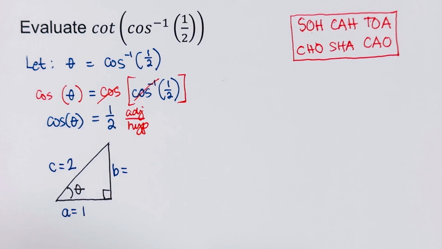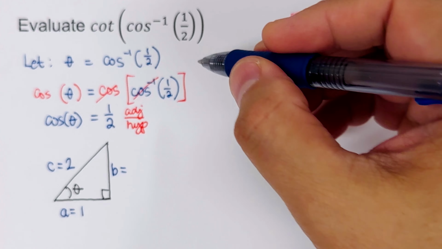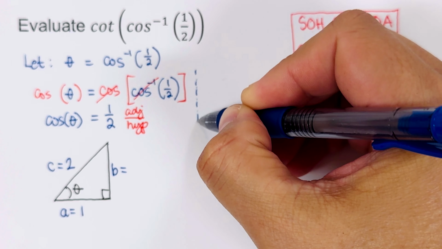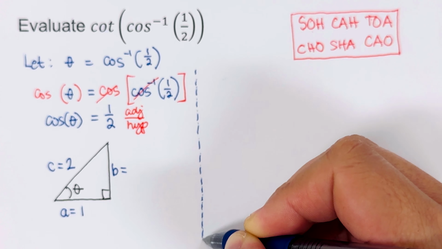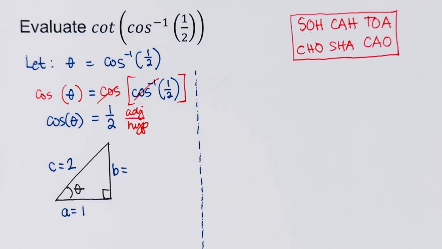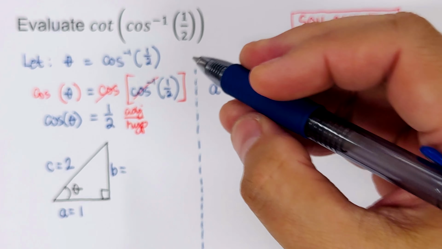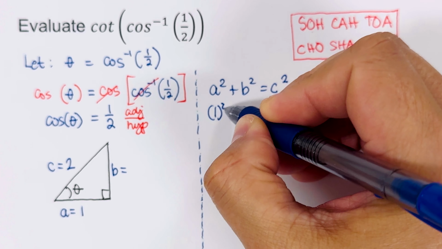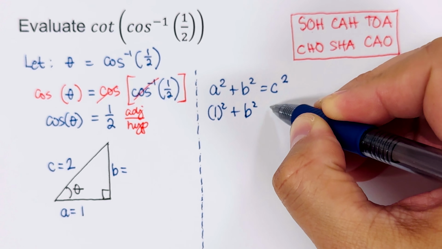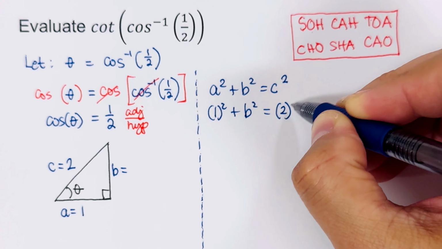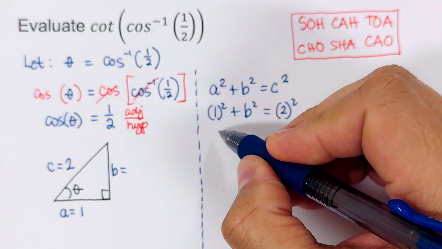Now we can solve for b using the Pythagorean theorem. The formula for the Pythagorean theorem is a squared plus b squared equals c squared. So I'm going to write that up here. Our a is 1, so I'm going to plug it in. That's 1 squared plus b squared, since b is missing, equals c squared, and our c is 2, so I'm going to square it.